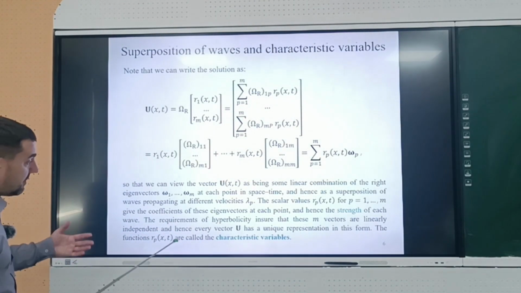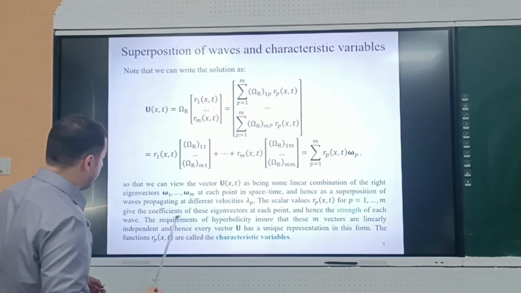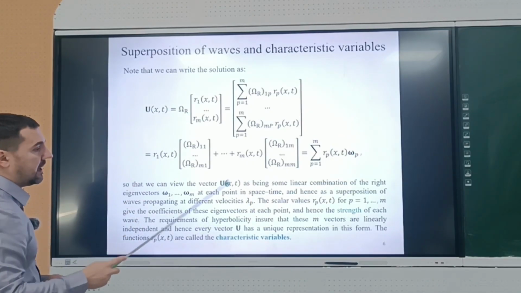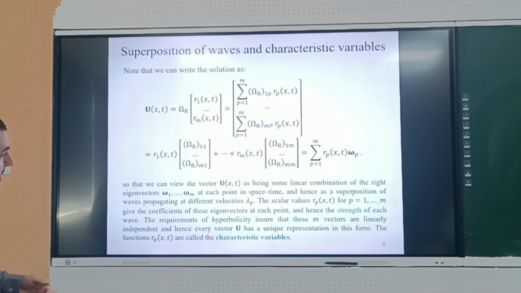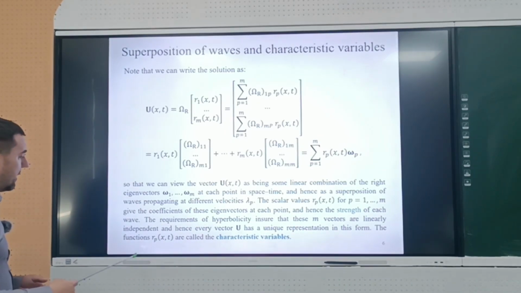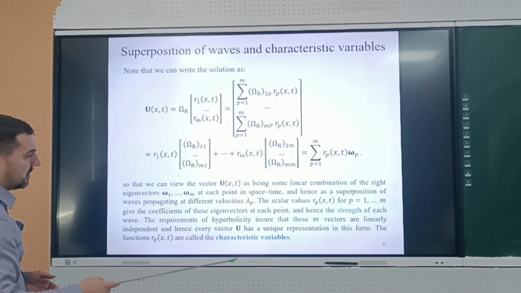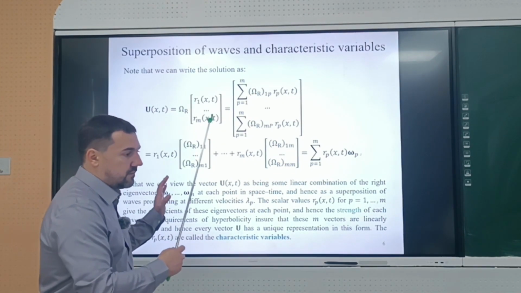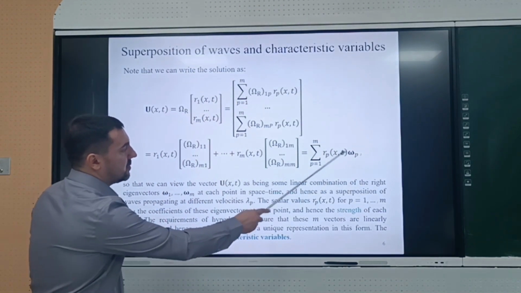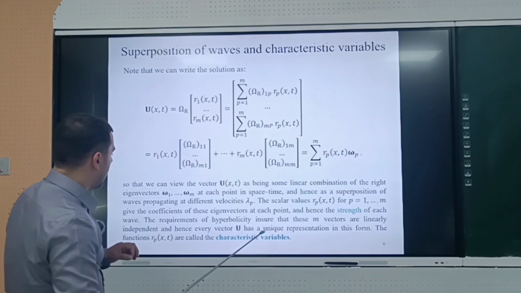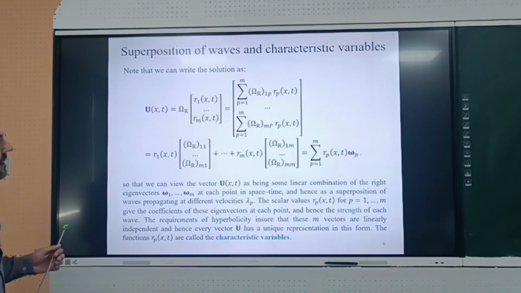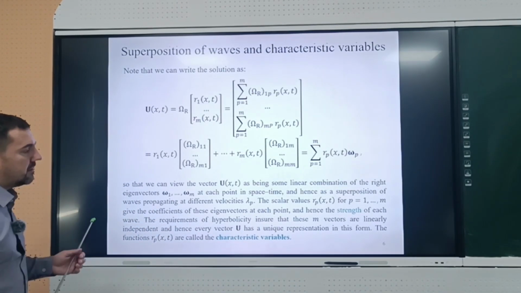The requirements of hyperbolicity ensure that these m vectors are linearly independent, so they form a basis. It means that the determinant of matrix Omega_R is not zero, and hence every vector u has a unique representation of this form. The functions r_p are also called characteristic variables. So the solution for the linear hyperbolic system looks like a superposition of these waves with strengths equal to r_p, the solutions of each linear advection equation.